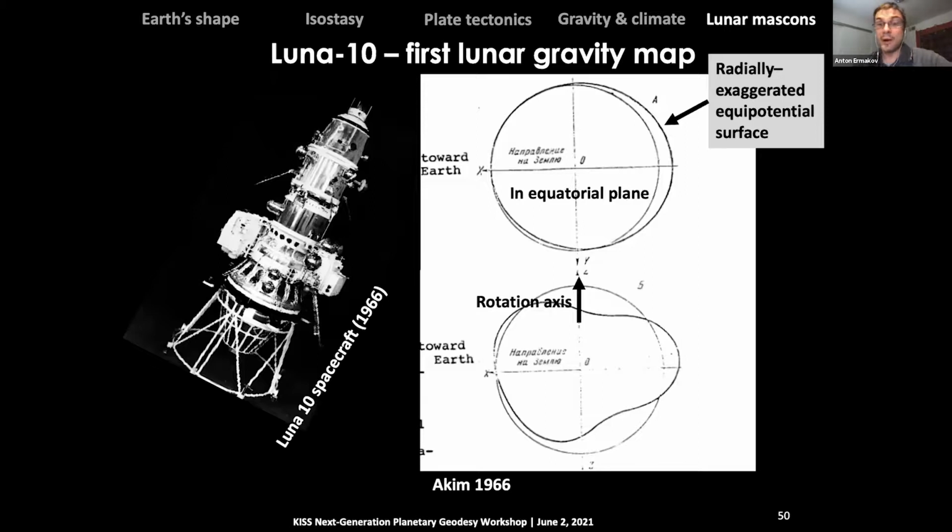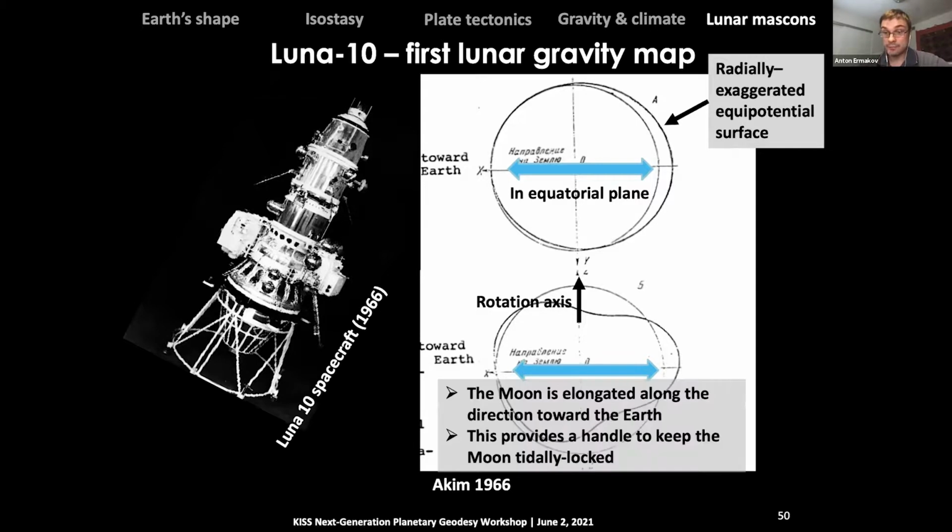Okay, our last topic is about the moon. The first mission to measure the gravity field of the moon was the Soviet Luna 10 mission in 1966, one could say marking the start of the planetary geodesy field. This mission measured spherical harmonic degree 3 of the moon. It detected that the moon's gravitational figure is elongated along the direction toward the Earth. And this elongation basically provides a handle for tidal torque to keep the moon tidally locked. And you'll hear about tidal locking and the tidal torque, I guess, in the last talk today.